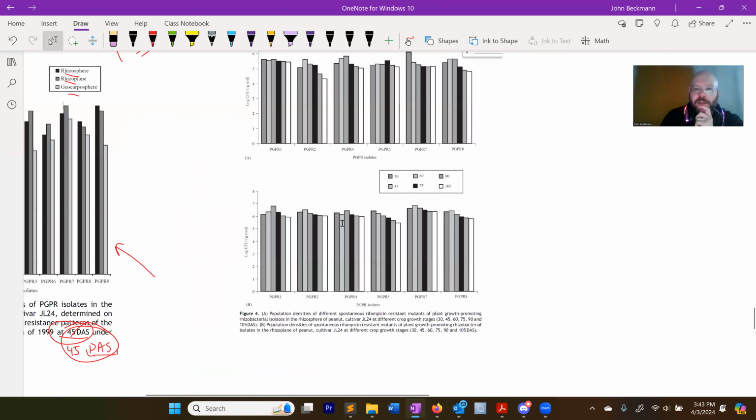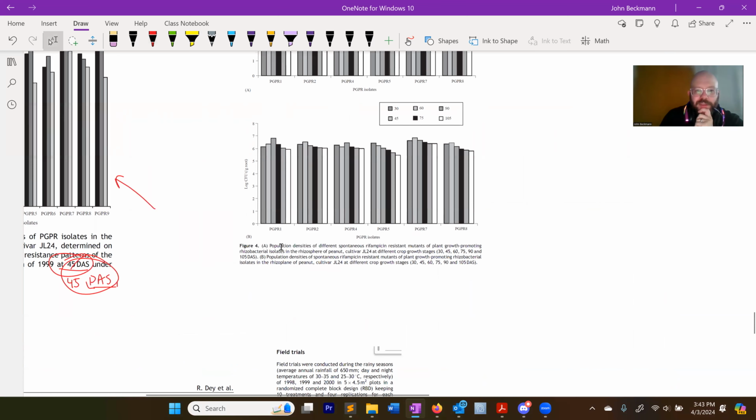I'm trying to remember what this is. How is this different?